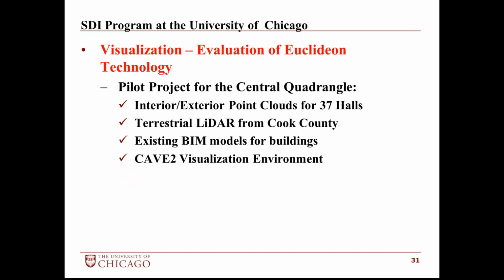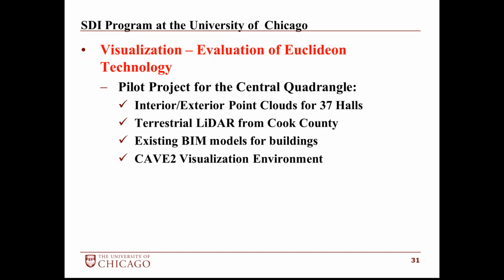So as I mentioned, we're currently talking with them to put together a pilot project, test out their technology. We'll use our central quadrangle, where we've just finished doing an exterior and interior point cloud of 37 halls, 1.7 million square feet. So we've got that information. We also have terrestrial LiDAR from Cook County for all the ground features and other items that are not inside the buildings. They're just on the exterior. We also have existing BIM models for all those buildings, so we can use that as part of the process, and then we'll put it into a CAVE2 visualization environment and see how well it looks.